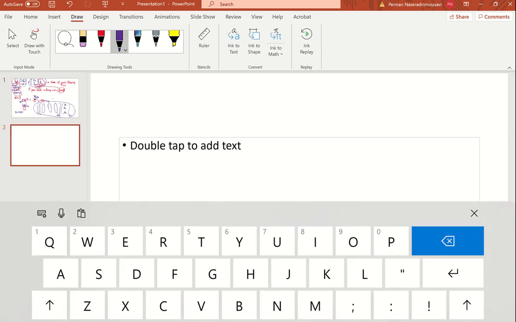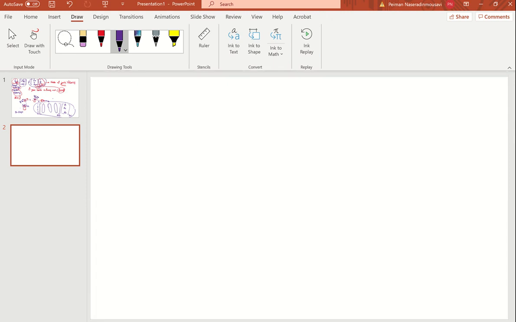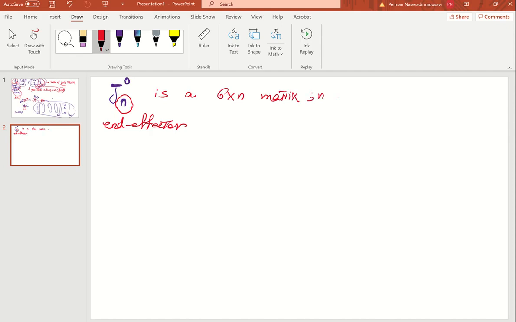Finally, I'm emphasizing that we want to find the end effector Jacobian with respect to the base. J of the end effector with respect to the base is a 6 by n matrix, and n is the number of joints, or degrees of freedom, generally speaking.